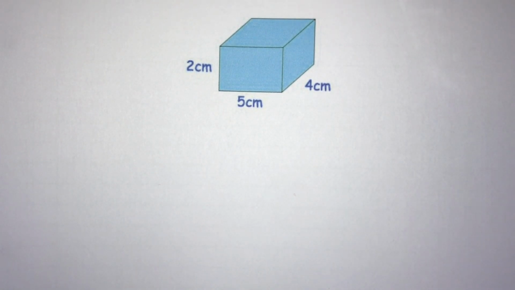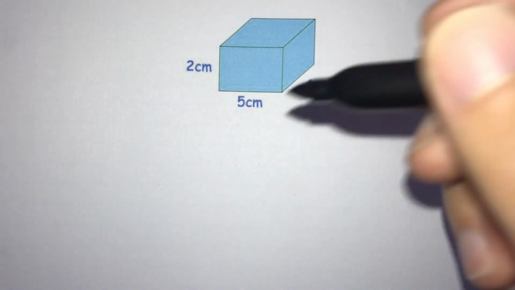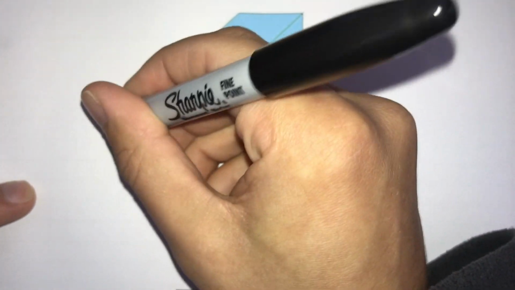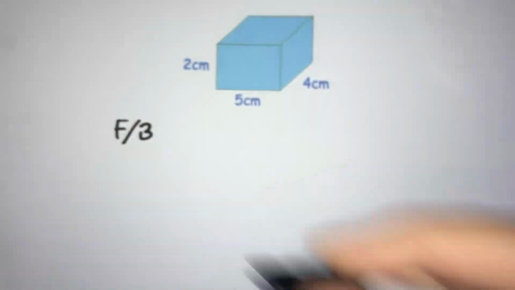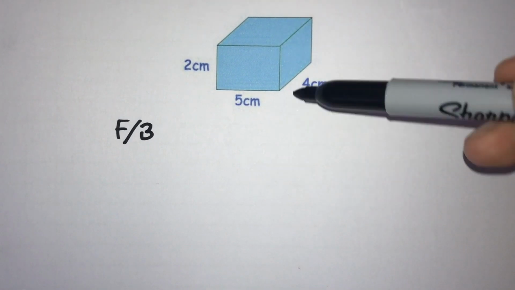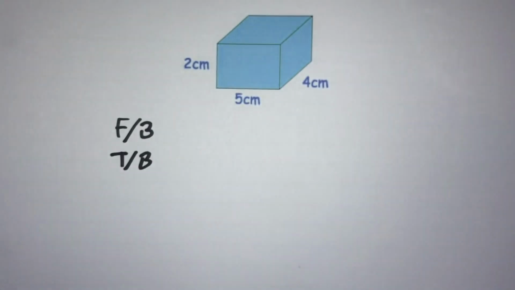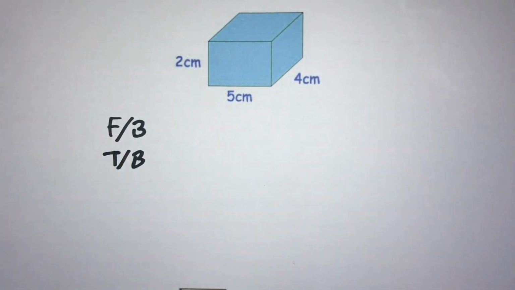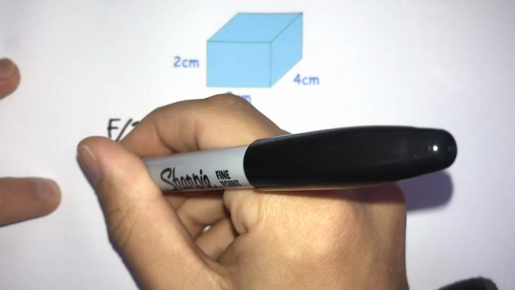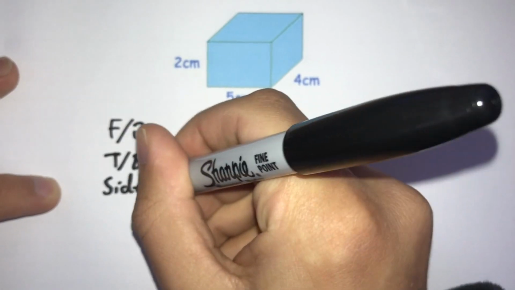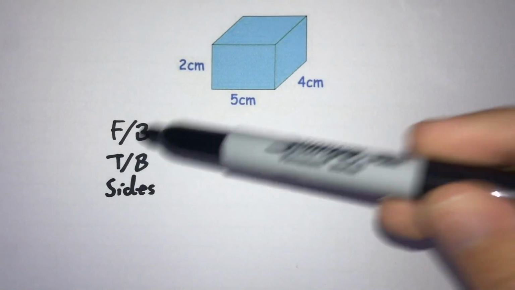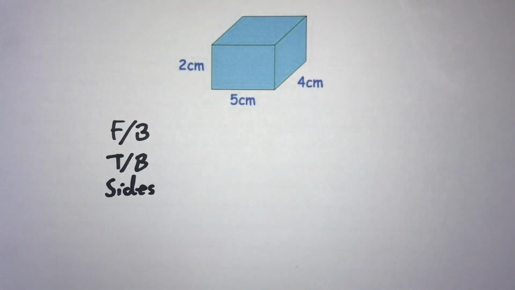Well, for a cuboid, we have 6 faces in total, but we can split them up into 3 pairs of faces. We can have our front and our back face, we'll say that's FB, so front and back. We'll have our top and our bottom face, so top and bottom. And then we'll have our 2 side faces on either side of our shape, so it's our 2 sides. And these pairs of faces, the front and the back, they're going to be exactly the same.